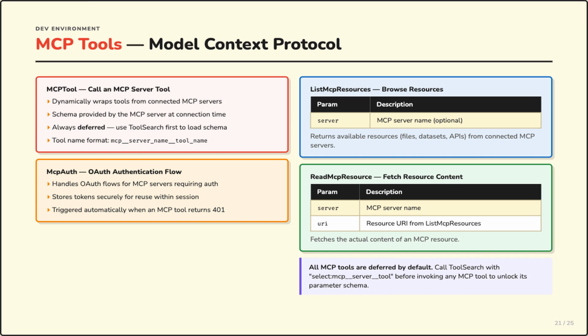MCP auth handles OAuth flows for MCP servers that require authentication. It triggers automatically when a server returns a 401 response. List MCP resources browses available resources from connected servers. And read MCP resource fetches the content of a specific resource by URI. The key mental model: all MCP tools are deferred stubs until you load their schemas via tool search.